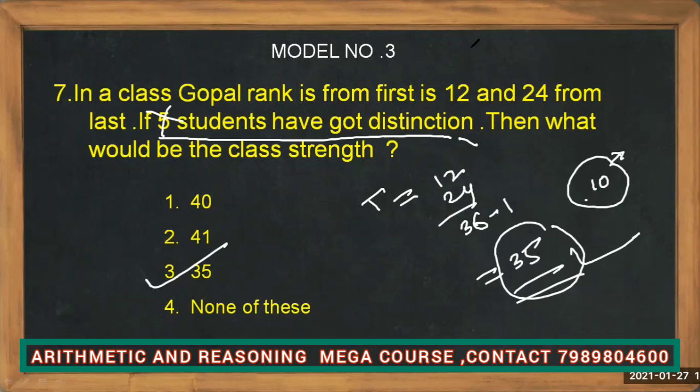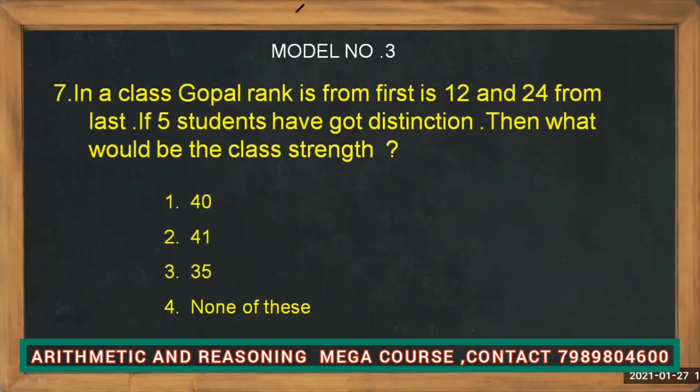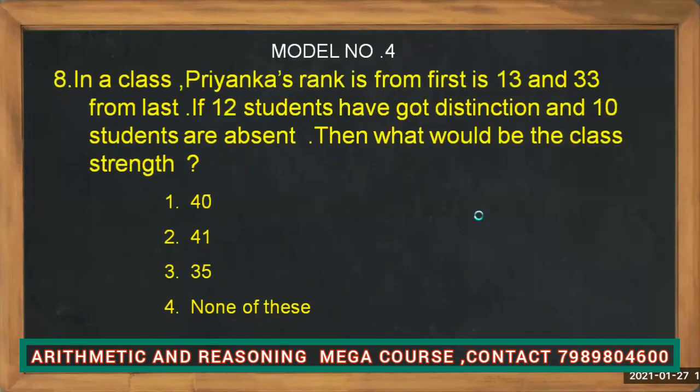And the next one, next problem, model number 4. In a class, Priyanka's rank from first is 13 and 33 from last. If 12 students have got distinction, and 10 students are absent, then what would be the class strength?